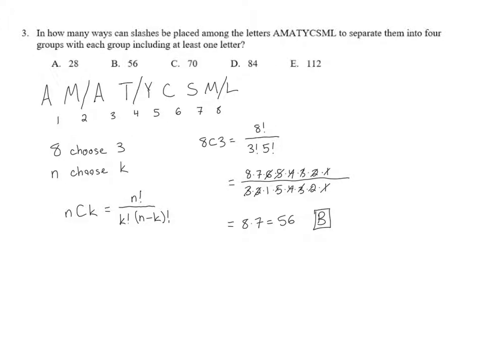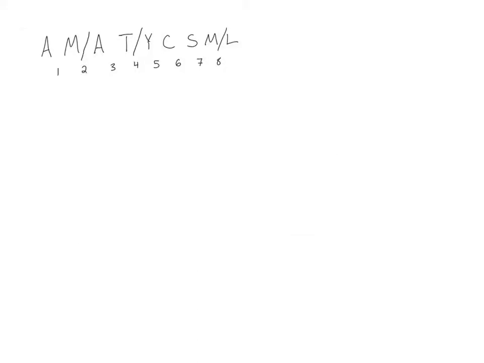But let's talk about where that formula comes from. In this problem, we have 8 possible places for the slashes, and we want to choose 3 of them. Let's try to do that without using the formula, and then see how this formula makes sense. We have 8 possibilities, and we want to put the first slash in. Well, there are 8 places to choose from. We have 8 different possibilities for that first slash. We could put it at 1, 2, 3, 4, 5, 6, 7, or 8.